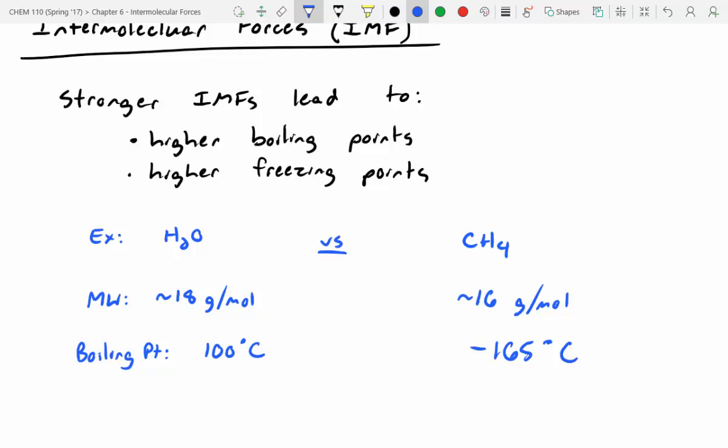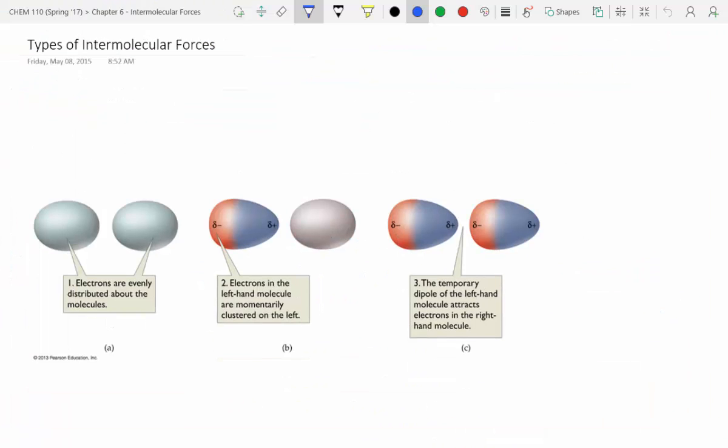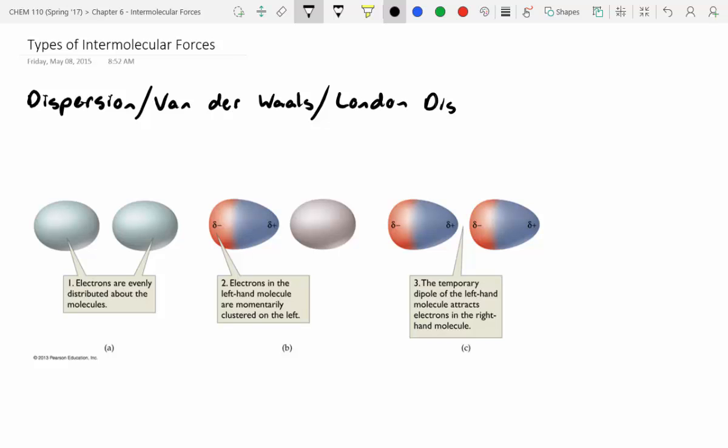So now what we need to do is describe some of these intermolecular forces and come up with names to describe them. So I've got some cool examples. The first one has a bunch of different names. It's called dispersion, or you can call it van der Waals, or you can call it London dispersion, or you can call it an instantaneous dipole.